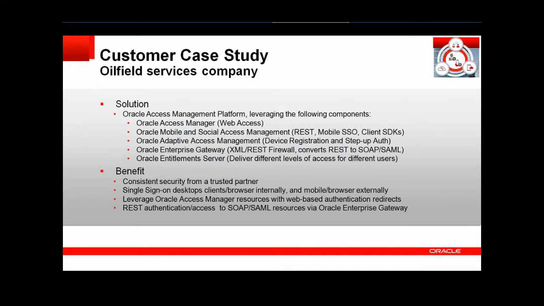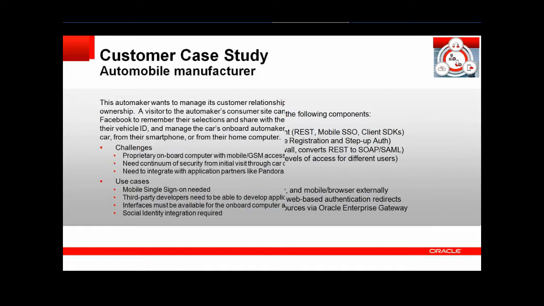which means that they are using Access Manager, and they're using Mobile and Social Access for doing mobile single sign-on. They're using Adaptive Access Manager for device registration, and so on and so forth, and then Enterprise Gateway for protecting their REST web services or API calls.